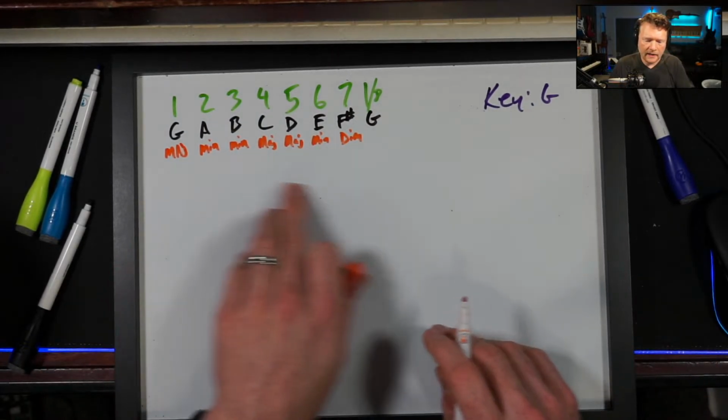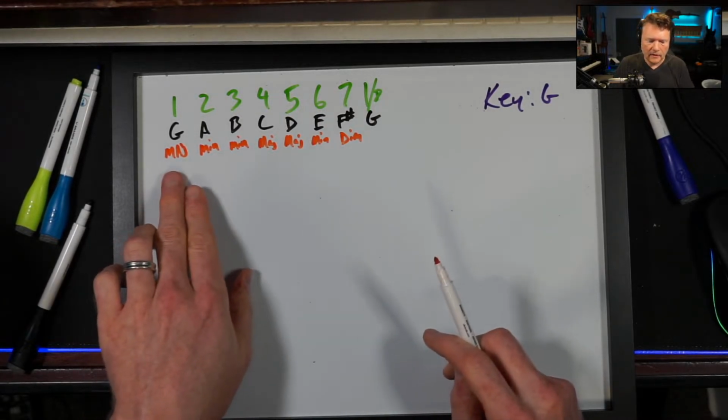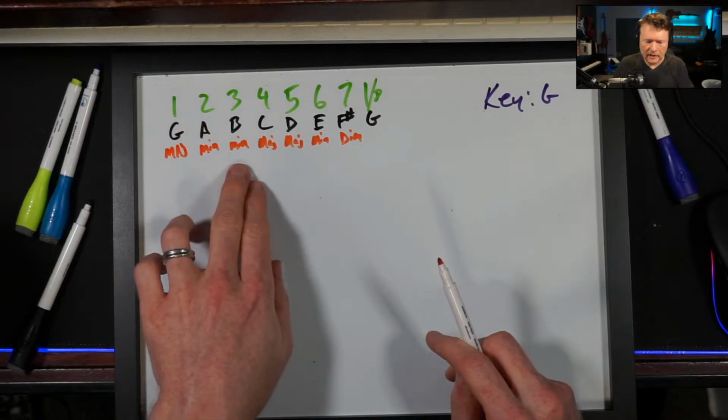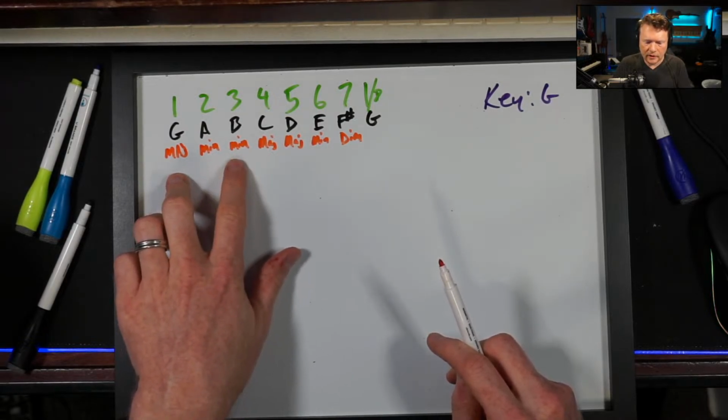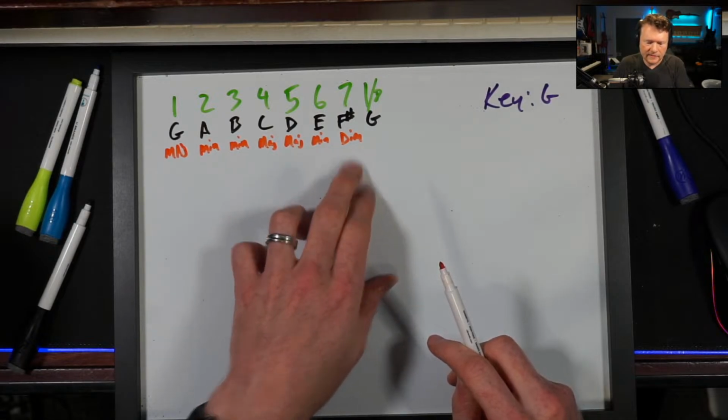This is for every key. Every major key is going to be this way. So the 1 is always major, the 2 and the 3 are always minor, the 4 and the 5 are always major, the 6 is always minor, and the 7 is diminished.